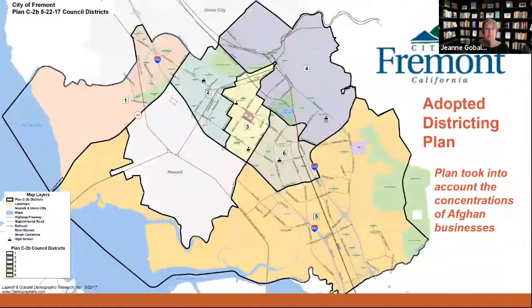Here is the adopted city council map. And in the middle, in this area, if you can see my cursor, between city council districts 2 and 3, we changed the boundary, not by very much, but we changed the boundary to keep the Afghan population in a single city council district to the extent possible.